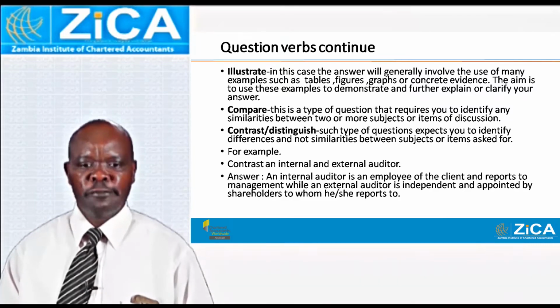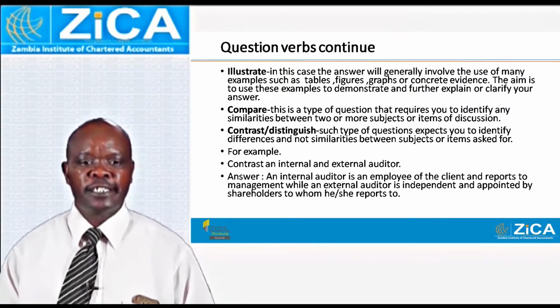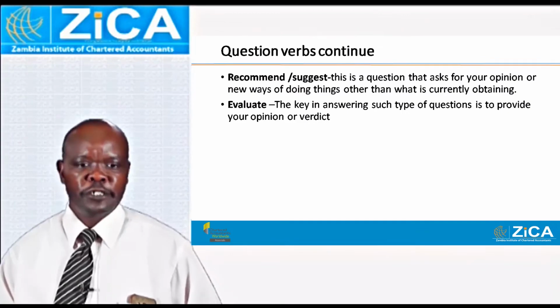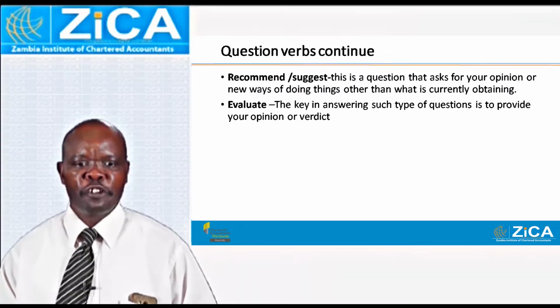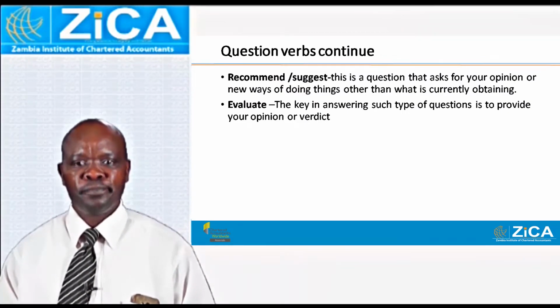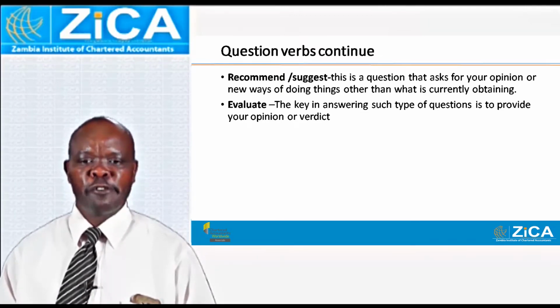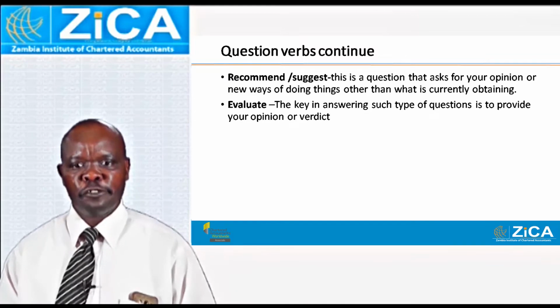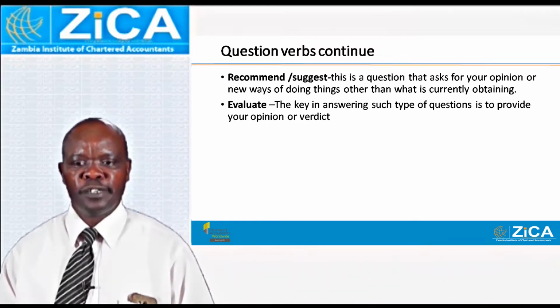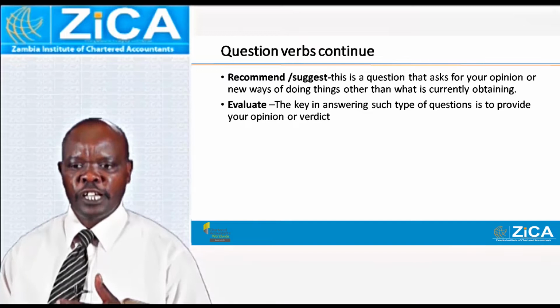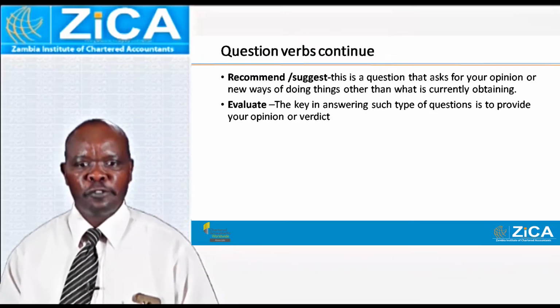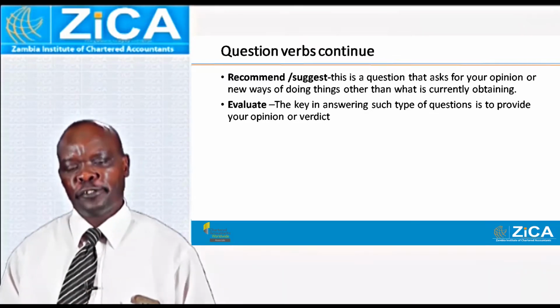Just like distinguishing and contrasting, these are more or less the same. And you also have questions where you are asked to recommend or suggest. Normally, if there's a weakness in the system, we get such kind of questions. So what else can you bring to the question or to the exam of your own opinion outside the textbook?